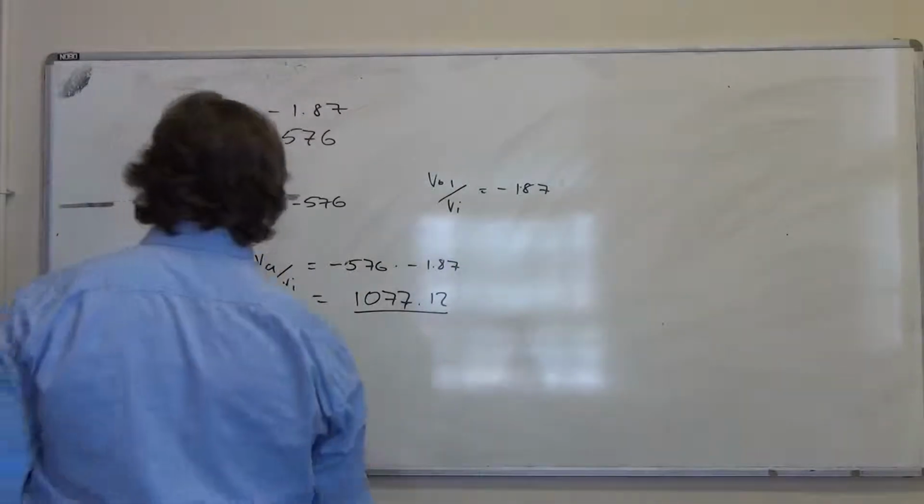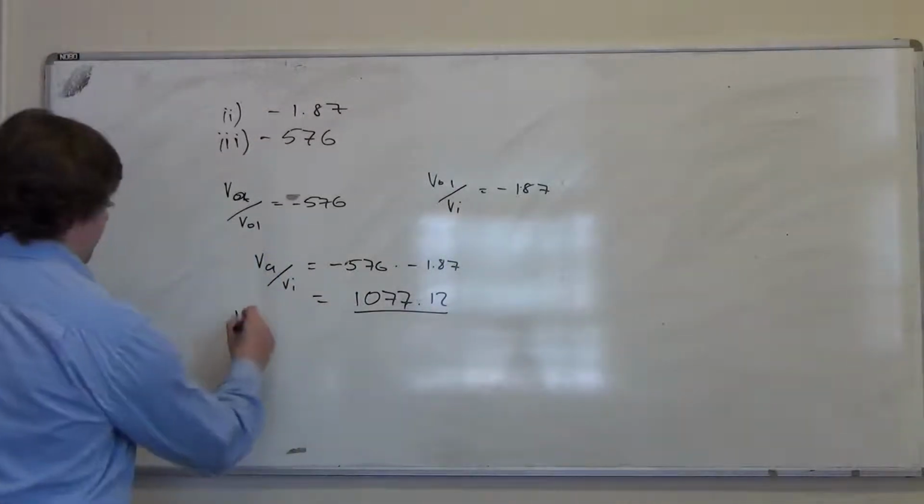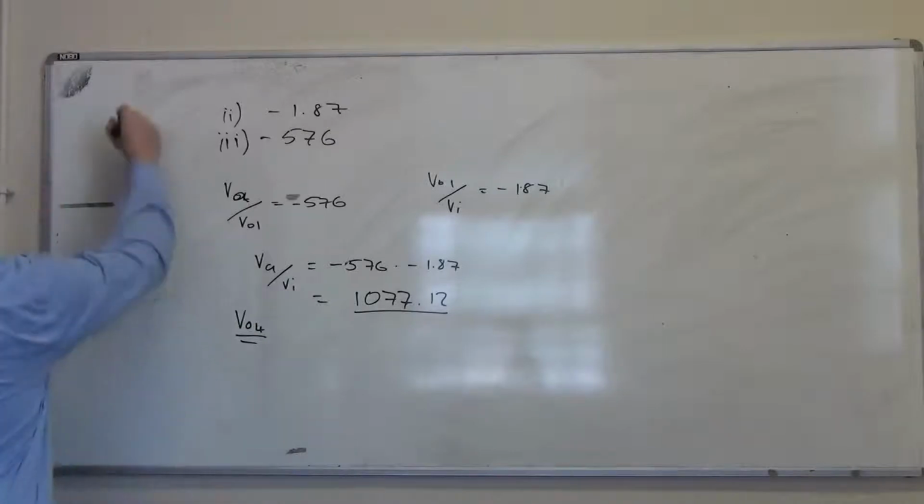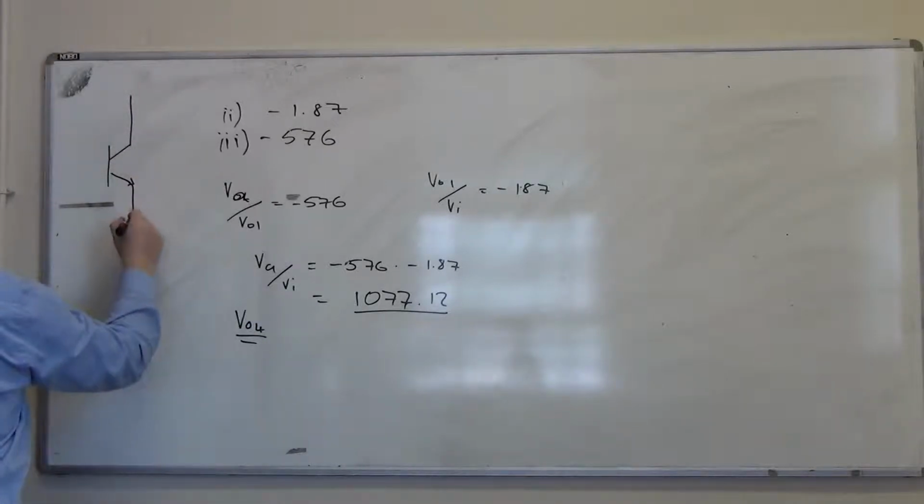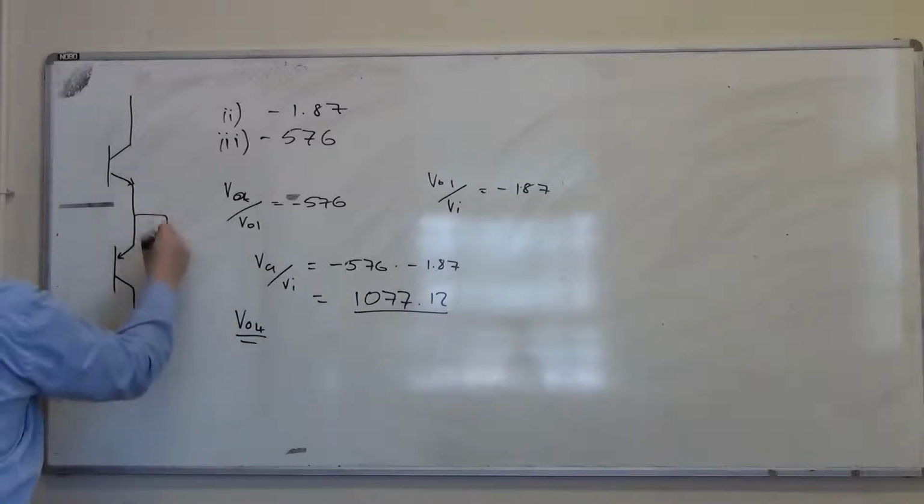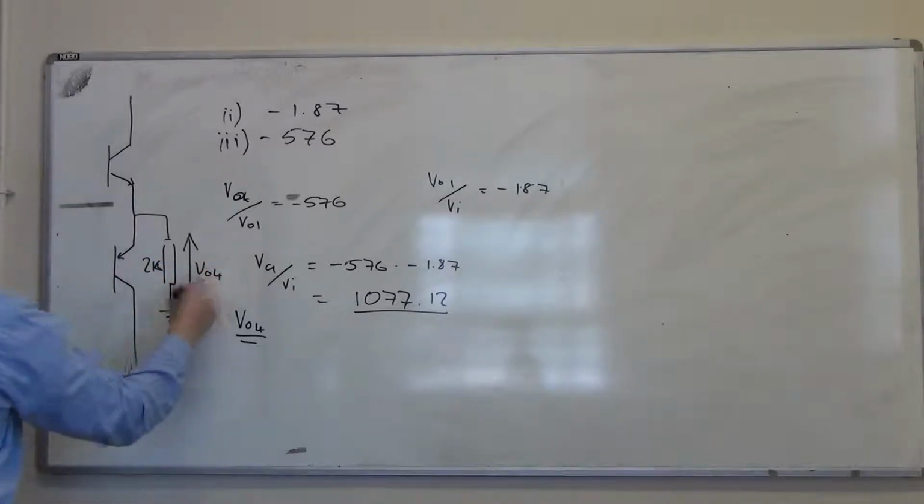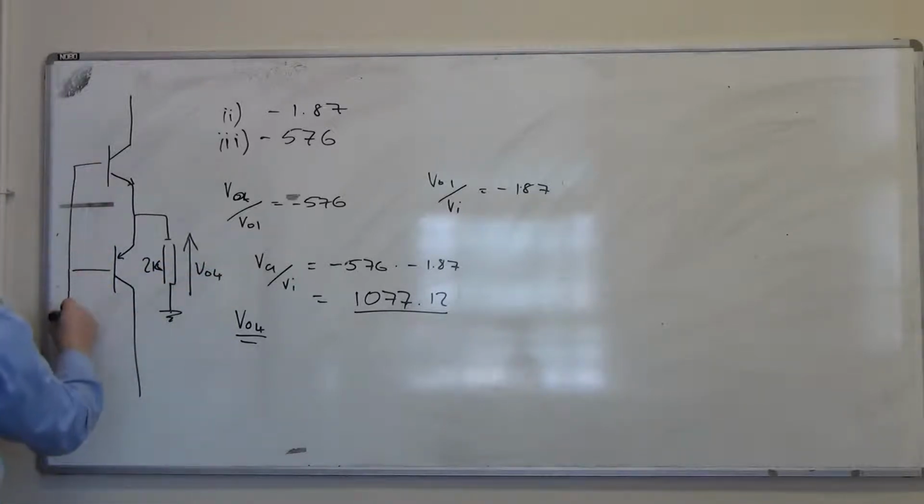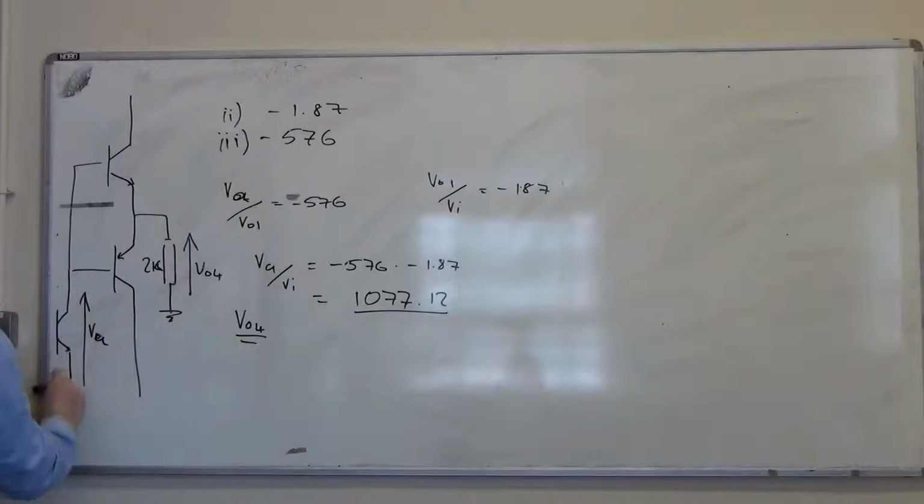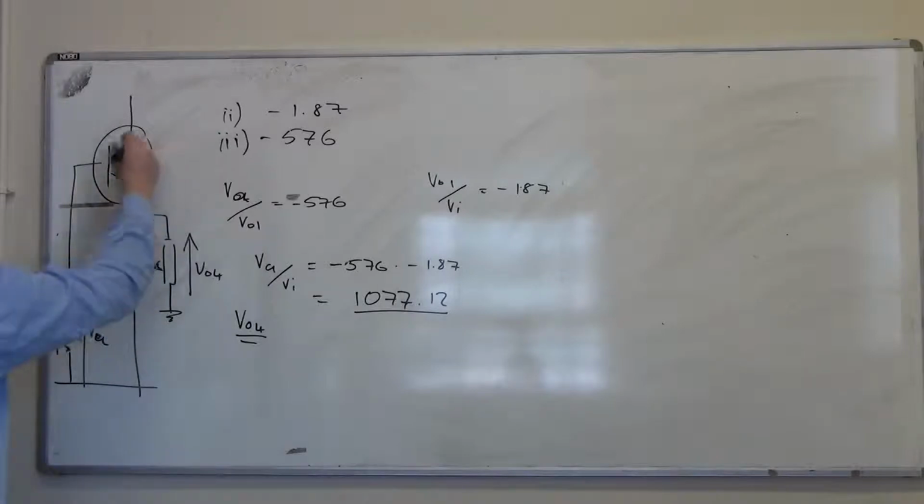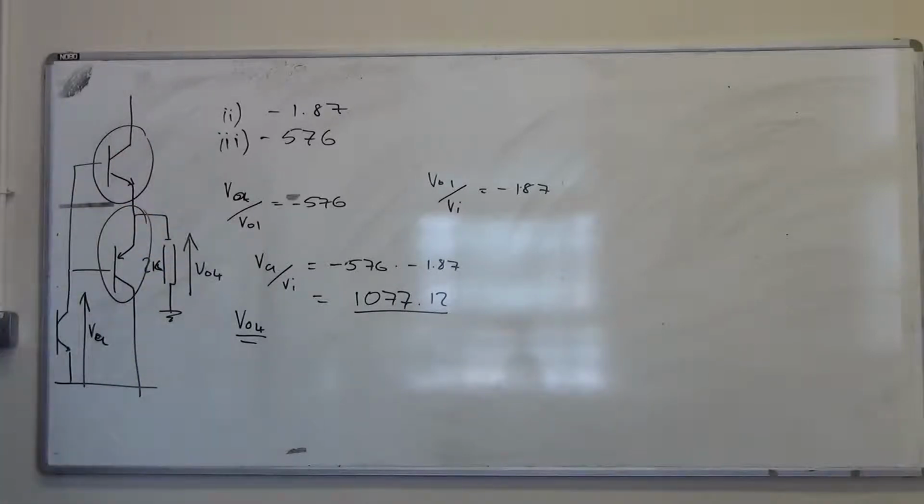The only other thing you've got to worry about is that it says VO4 in the sheet, which is the output from this bit. I think this is 2K. This is VO4, but we've actually done our working out for this point here, which is VA. The assumption that you're making here is that this common collector stage and this common collector stage, or emitter follower if you prefer, have a unity gain, a voltage gain that is.